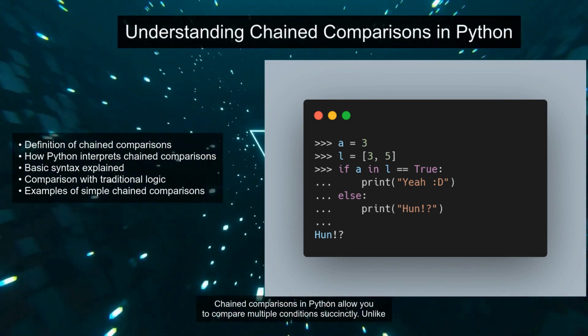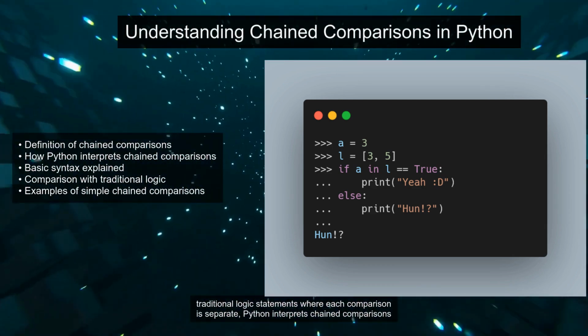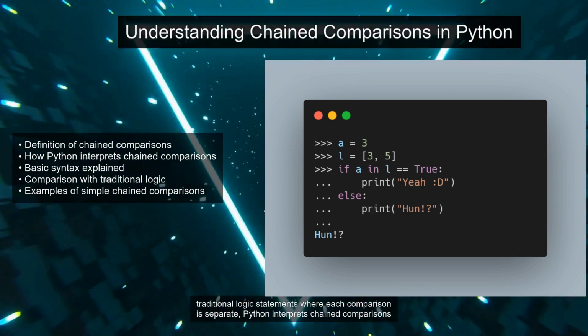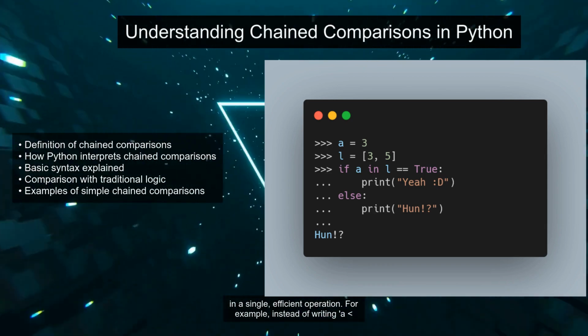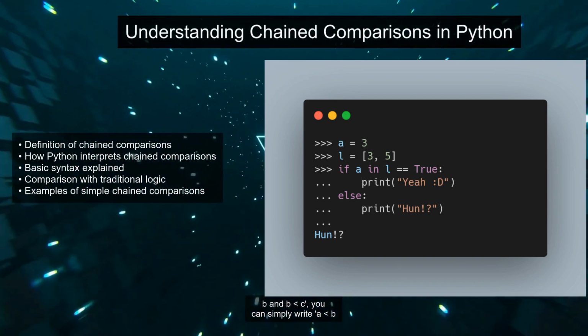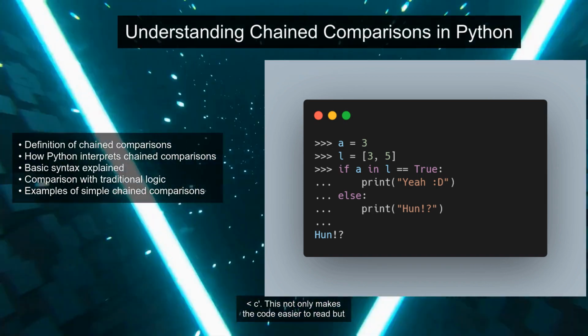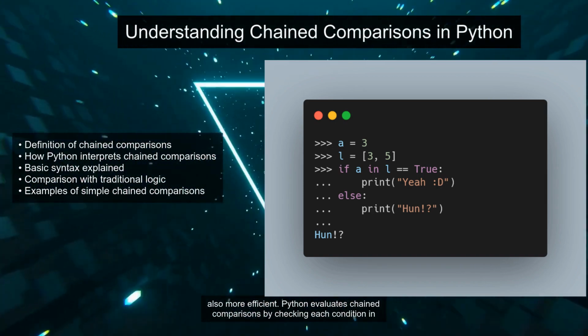Let's get started. Chained comparisons in Python allow you to compare multiple conditions succinctly. Unlike traditional logic statements where each comparison is separate, Python interprets chained comparisons in a single, efficient operation. For example, instead of writing a less than b and b less than c, you can simply write a less than b less than c. This not only makes the code easier to read but also more efficient.